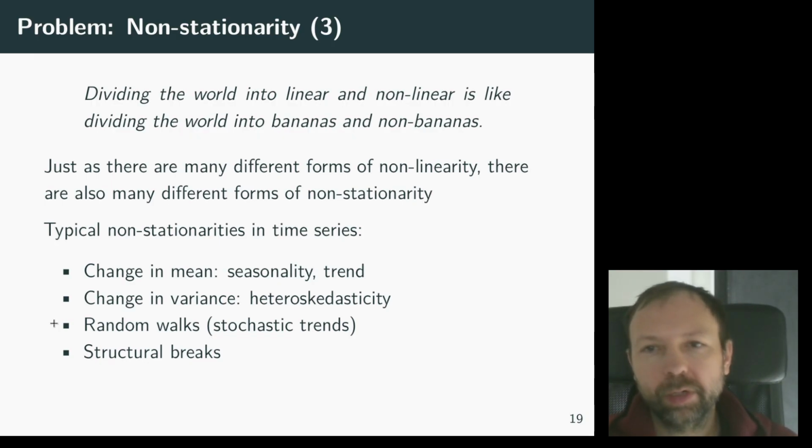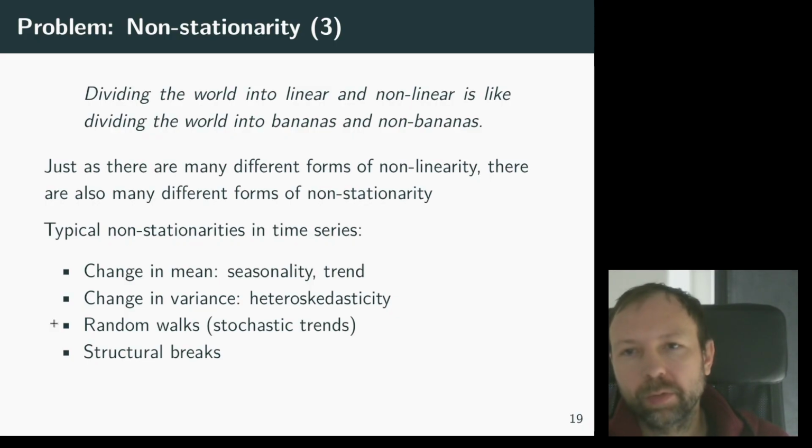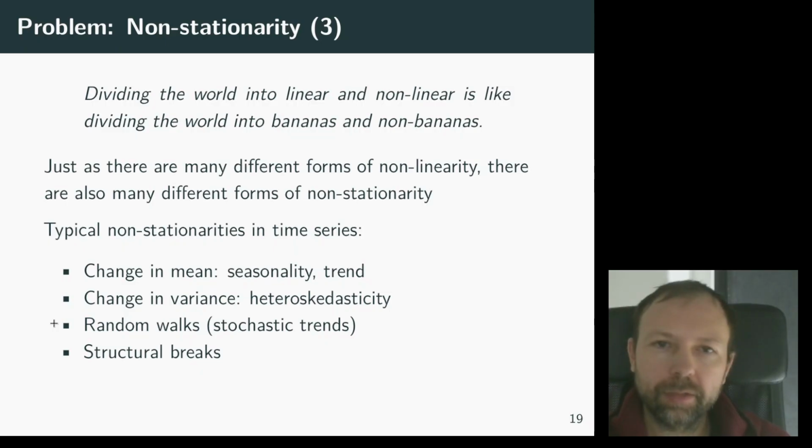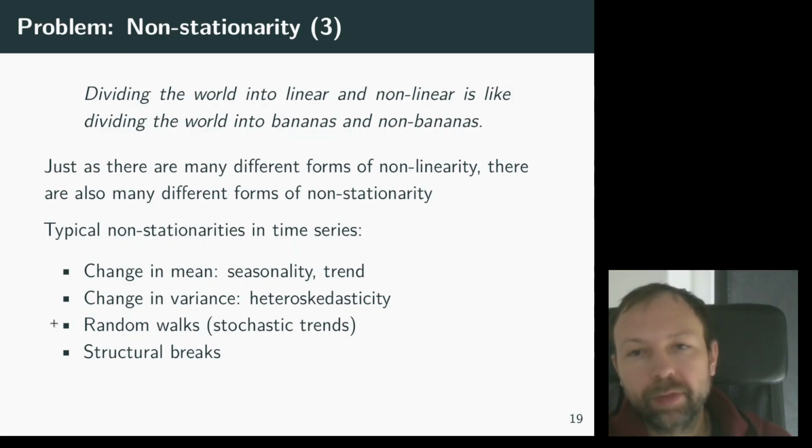Non-stationarity, we know exactly what it is. Stationarity just means that the distribution doesn't change over time, right? That I can take a window from anywhere in the series and it will have the same distribution. But now non-stationarity, that's just everything else, right? It can mean anything. It can mean a change in mean, like seasonality or trend. It can mean a change in variance, heteroscedasticity. You can get stochastic trends.